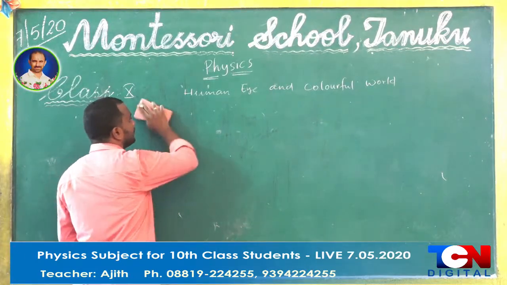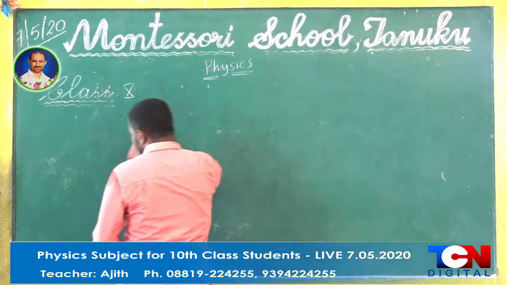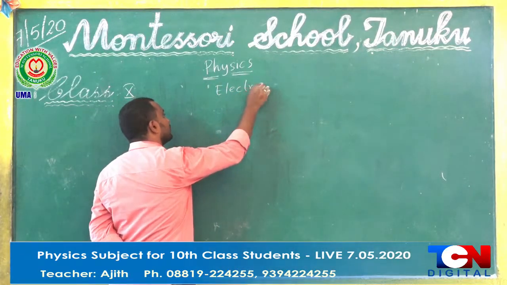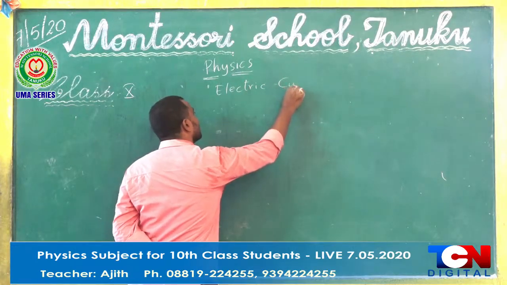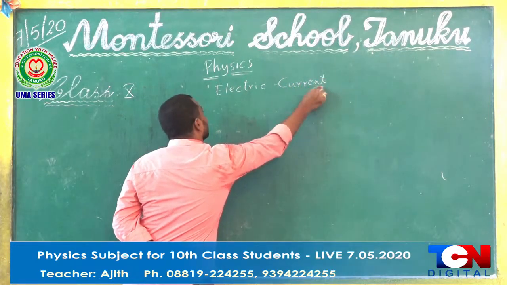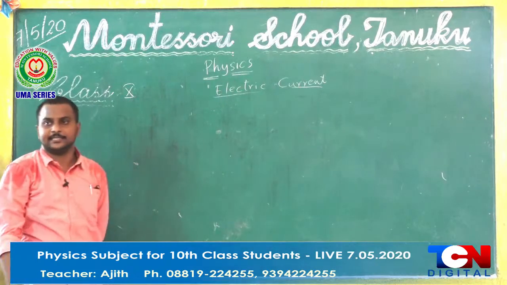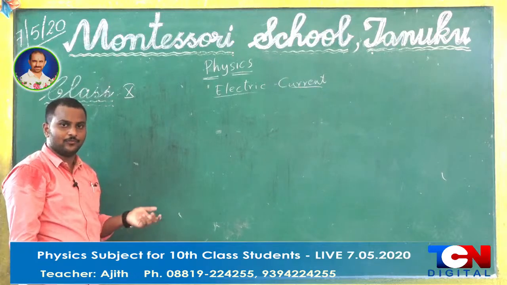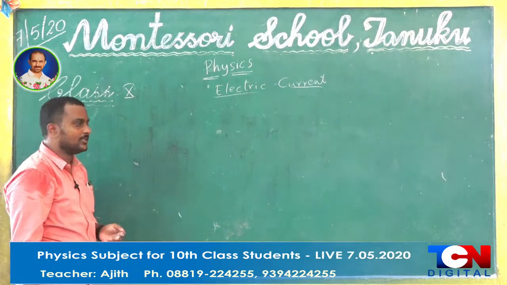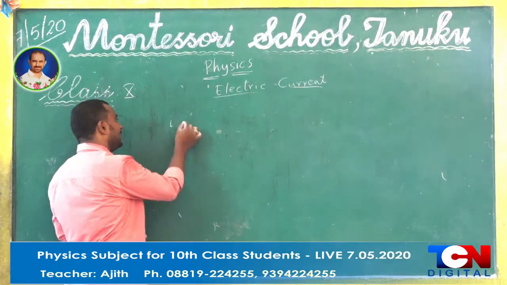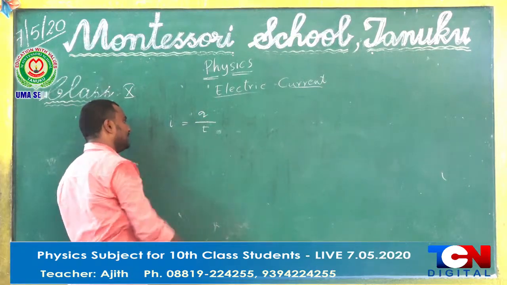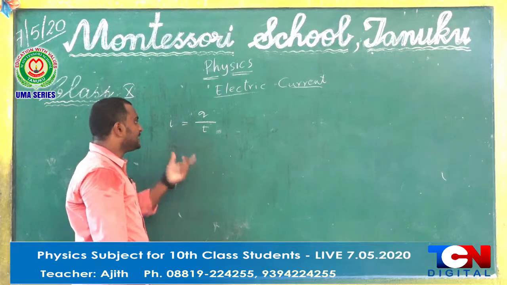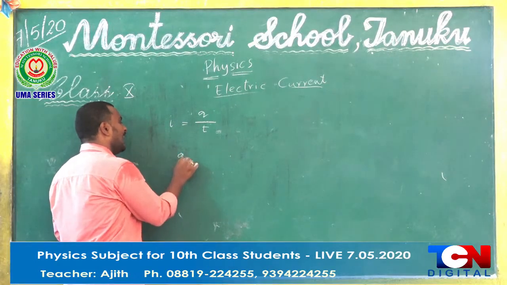Next, electric current. We can define the current as the rate of flow of charge per unit area of cross section. So current is denoted by I equals Q by T. The rate of flow of charge per unit cross-sectional area is called current. The unit of current is ampere.